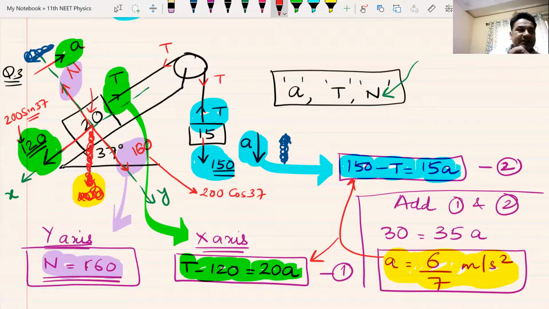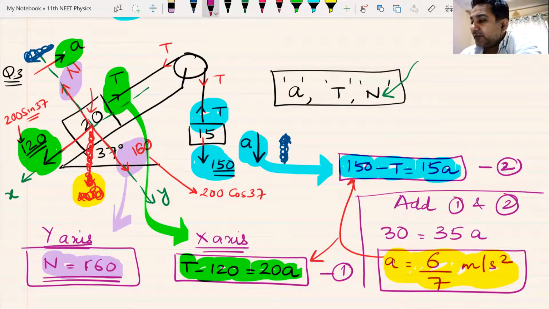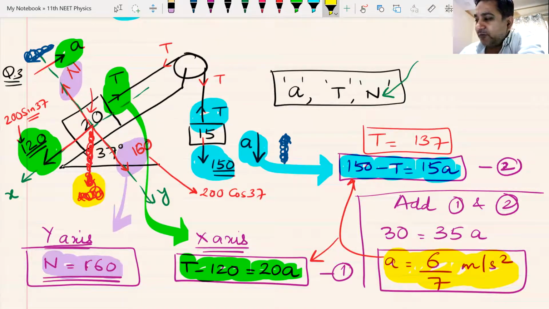Do we understand this? Can I have raised hands? Niharika has come up with the answer for tension as well. She is telling me, sir, tension is 137. So I'll assume that is correct. She must have calculated it correctly. I am not good with calculations, so I leave it for you guys to do it.